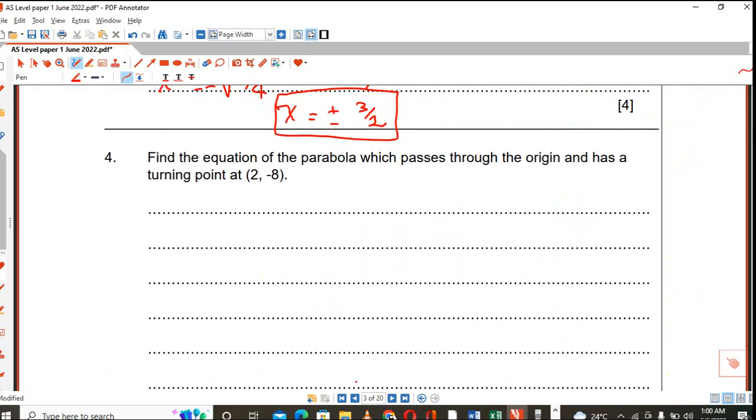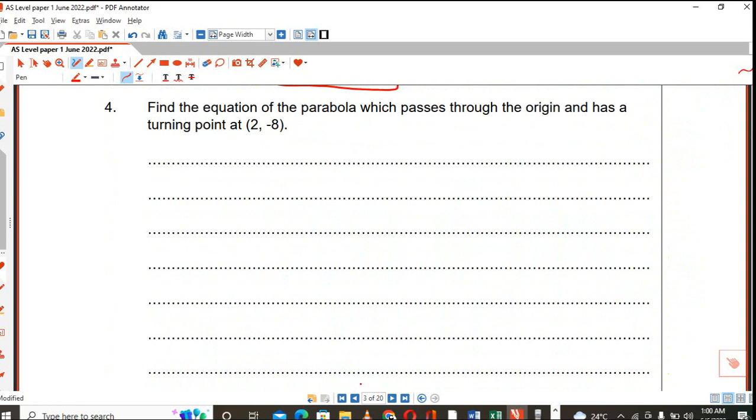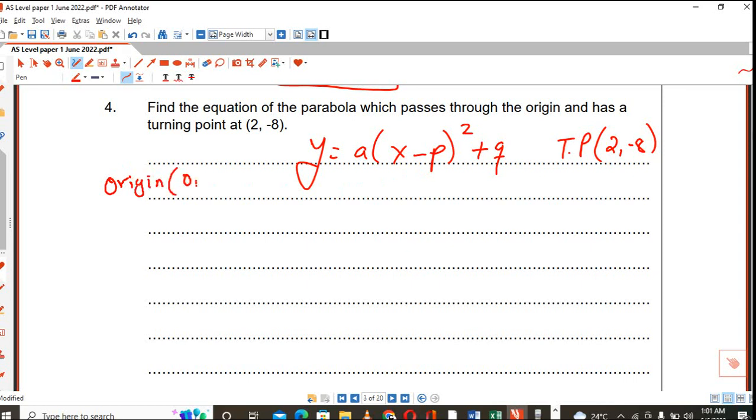Then question 4: find the equation of a parabola that passes through the origin and has a turning point. I'm going to use vertex form, which is y equals a times x minus p all squared plus q. The reason I choose this is because I have the turning point. The turning point is given as 2, negative 8, which means I can write in the stuff that I need. And I also have the origin, which is the point 0, 0.